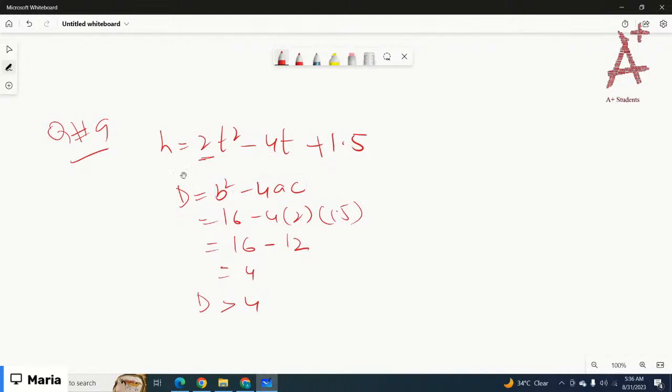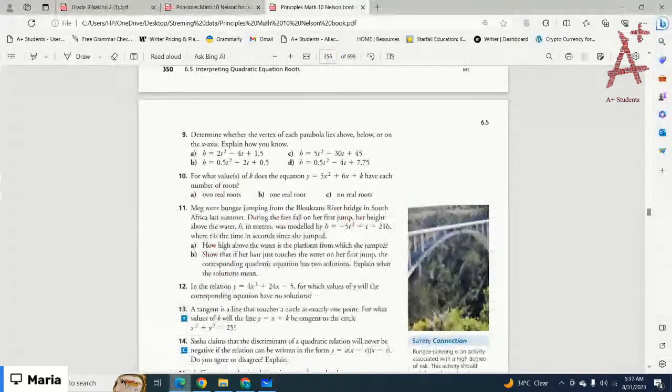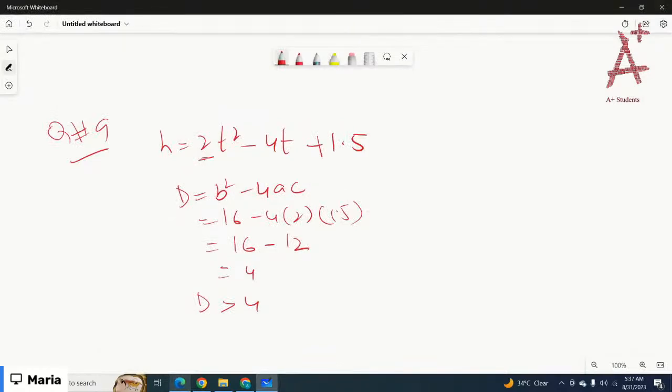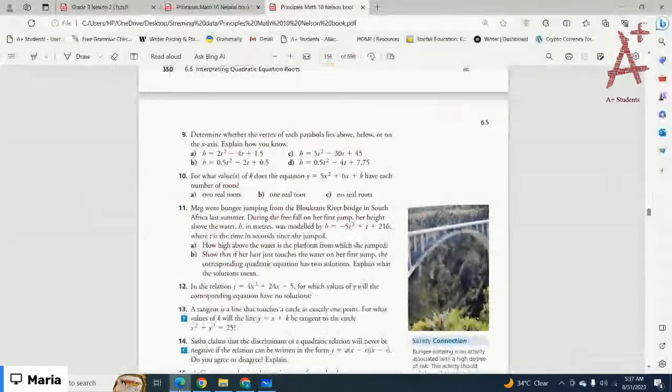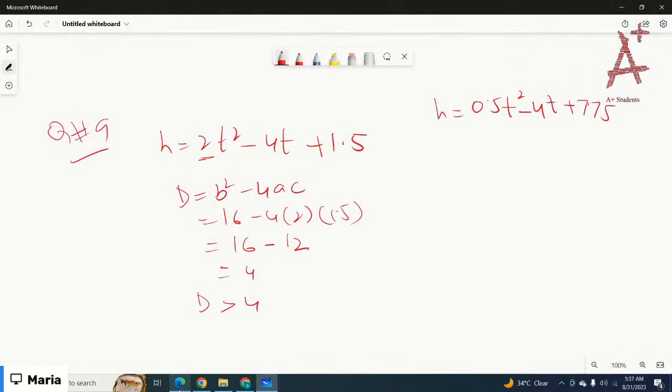Okay, let's just do another one. H equals 0.5t square minus 4t plus 7.75. H equals 0.5t square minus 4t plus 7.75. Okay, just evaluate the discriminant of the equation, right?